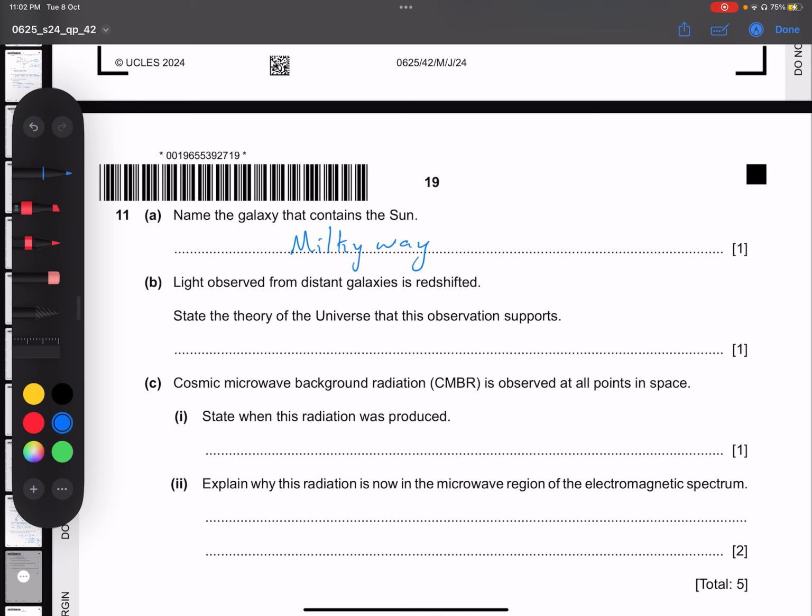Light observed from distant galaxies is redshifted. State the theory of the universe that this observation supports. Okay, this supports the Big Bang theory, since the Big Bang theory states that the universe started from a tiny point known as a singularity. The singularity exploded and the universe has been expanding ever since.